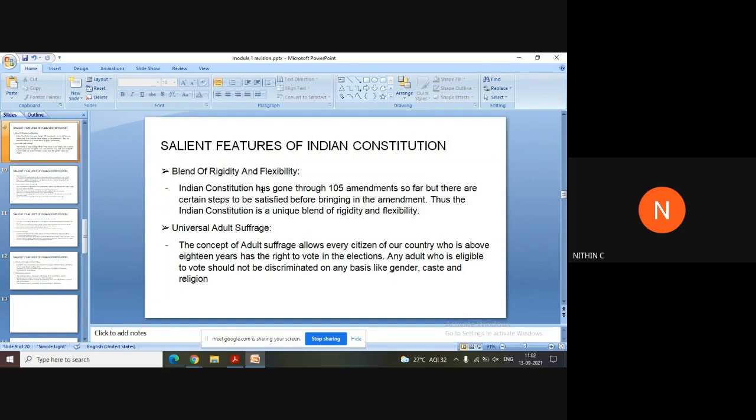And since that is a recent development, that is a possible question as well. What is the 105th amendment, since that happened recently? The 105th amendment provides the power to the state to prepare its own OBC list.